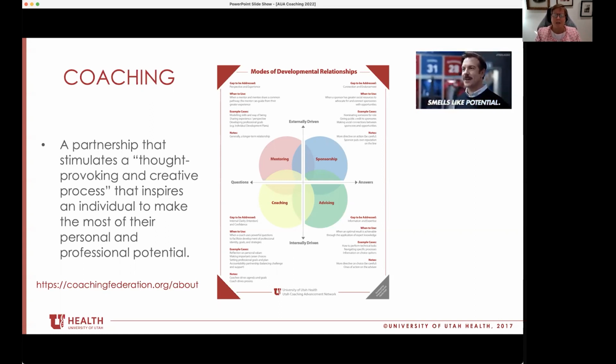The primary difference is that while both are driven by questions, that is by the coachee or mentee's own goals and questions, mentoring tends to be externally driven. That is, the mentor brings perspective and experience along a common pathway with the mentee and can help give advice and direction to the mentee.